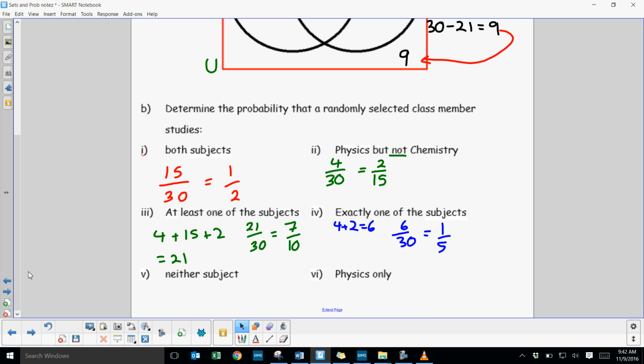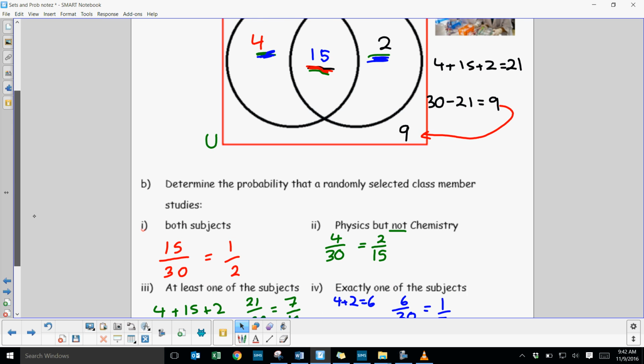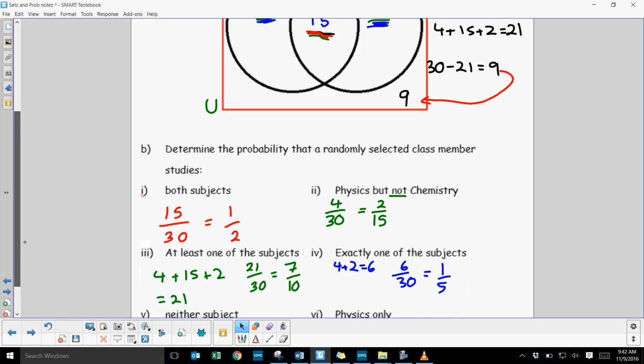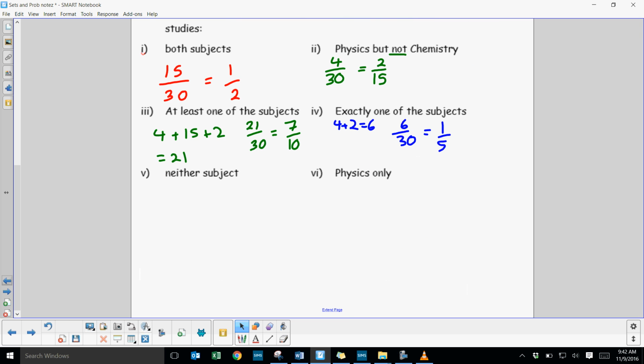And neither subject, so we worked it out already, it's the 9 down the bottom right corner. So neither subject, it will be 9 out of 30. Top and bottom again divides by 3, so that's 3/10. And physics only is the number 4. So it's a little crescent, like this part here, that's got the number 4 in it. So physics only is 4 out of 30. Top and bottom are even, so it simplifies to 2/15. So that's if you're asked to also turn it into a probability. You put however many students there are over the total number of students.